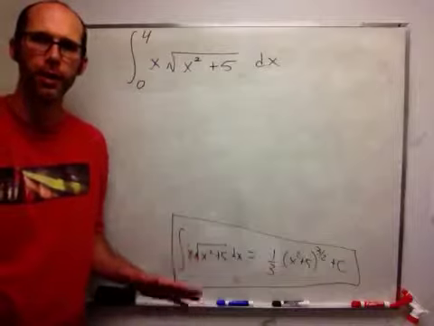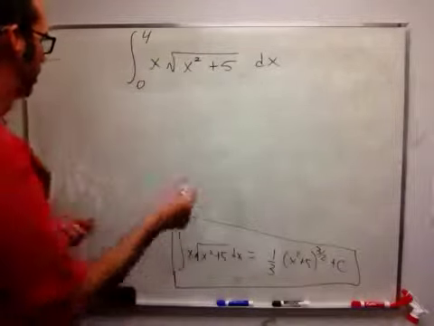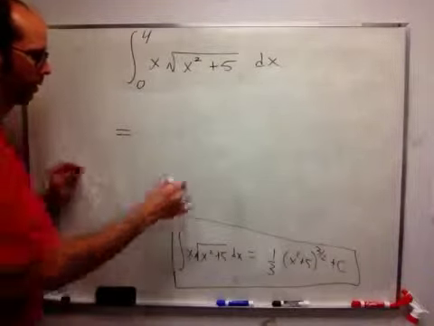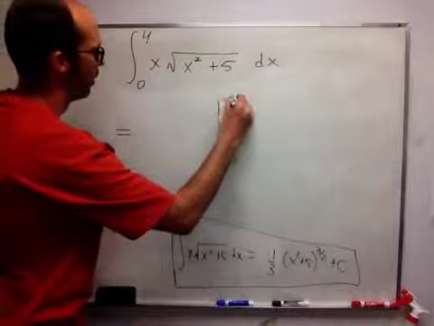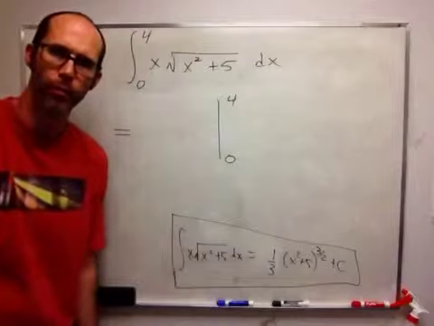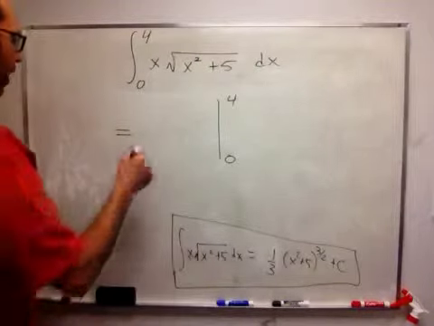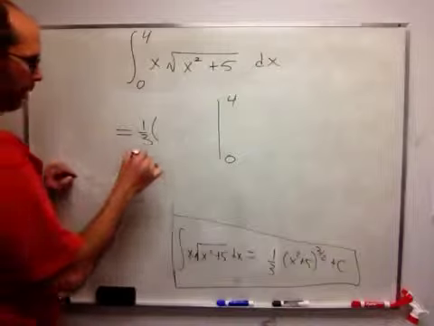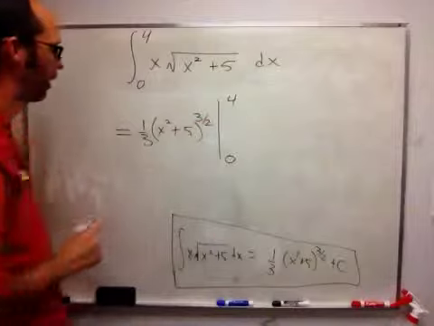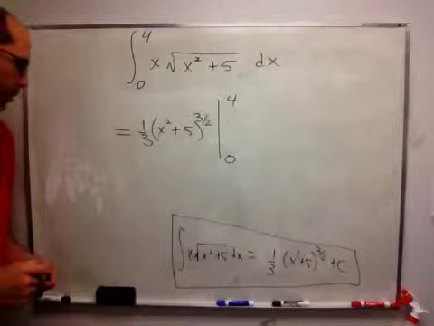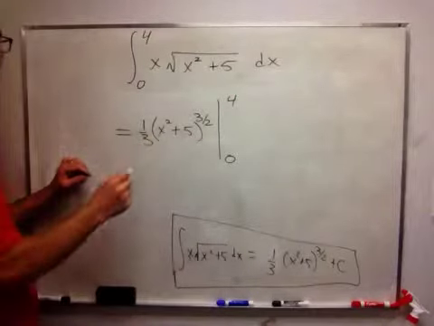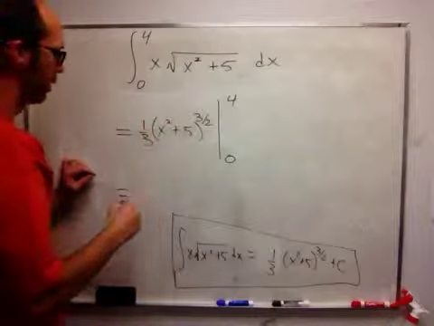Now, the fundamental theorem of calculus says that this thing is the antiderivative of this evaluated from 0 to 4. Here we found the general antiderivative. So we have 1/3 times the 3/2 power there. And now we can just evaluate this thing with a 4 in it, subtract this thing with a 0 in it.